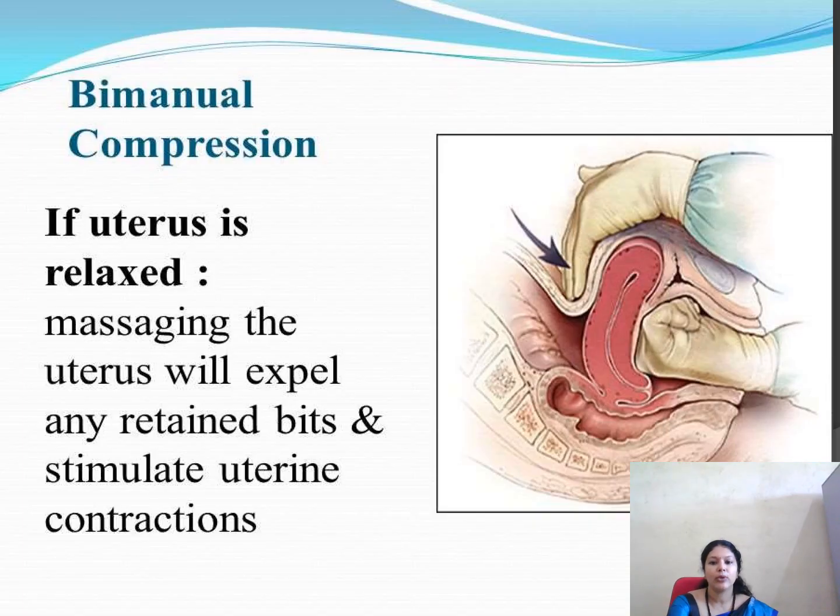Next is bimanual compression. After replacing, using 2 hands, one hand over the abdomen and one hand through the vagina, you can apply pressure over the uterus. This bimanual compression will help in removing the retained bits or products of conception inside the uterus, and it will stimulate the uterine contraction also. At the same time it helps in expelling the contents of the uterus.